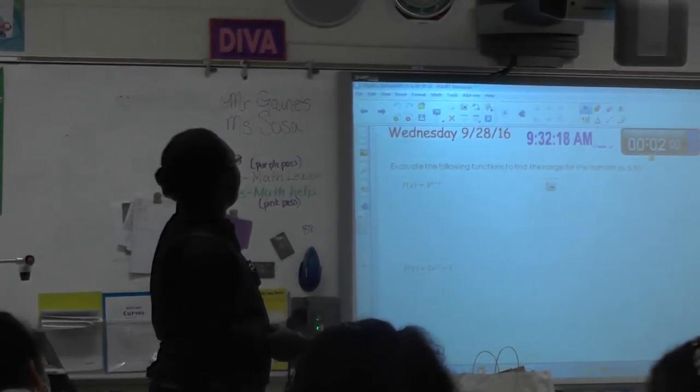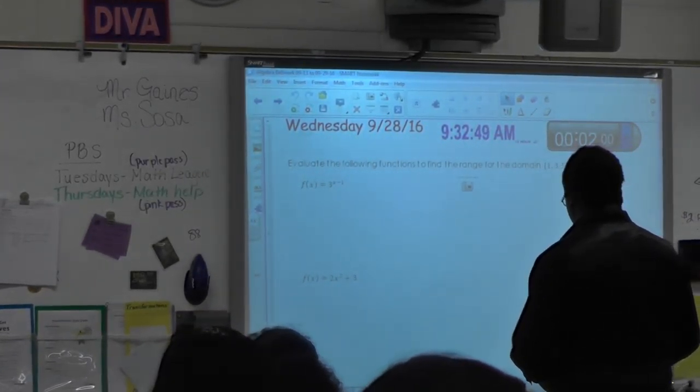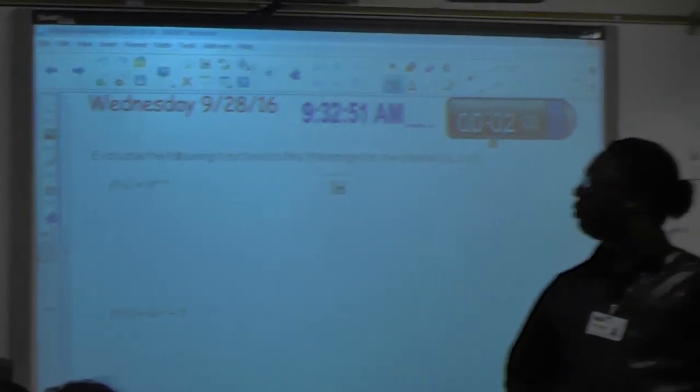Now it says to evaluate the following functions to find a range for the domain 1, 3, and 5. Can anyone tell me another name for f of x? Y, correct. And what axis is the range associated with? Y-axis. So that means the domain is associated with? X-axis. Correct.